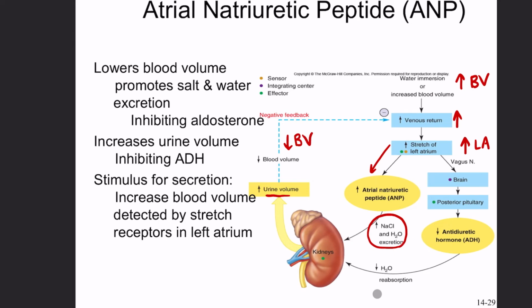So again, this is a negative feedback loop. When there is increased blood volume and increased venous return, and thus increased stretching of the left atrium, the vagus nerve is going to signal to the brain to decrease the release of ADH. So ADH secretion is going to decrease, water reabsorption is going to decrease, that'll increase urine output, doing the opposite here, and then decrease blood volume.